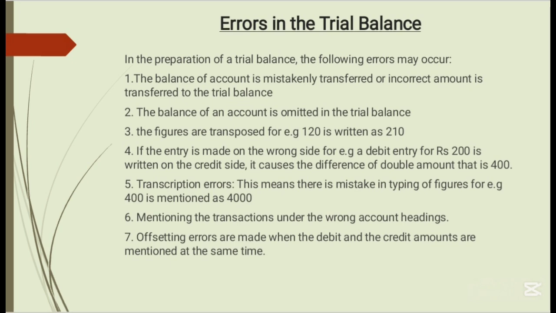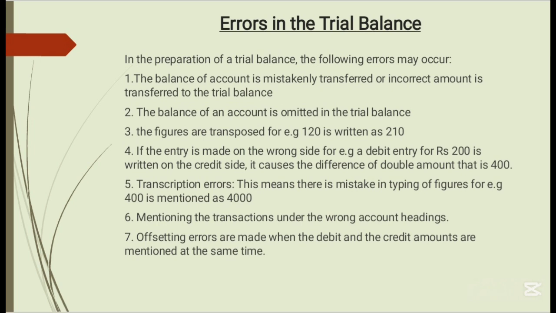Errors in the trial balance. In the preparation of a trial balance, the following errors may occur. 1. The balance of an account is mistakenly transferred, or an incorrect amount is transferred to the trial balance. 2. The balance of an account is omitted in the trial balance. 3. The figures are transposed, e.g. 120 is written as 210. 4. If the entry is made on the wrong side, e.g. a debit entry for 200 rupees is written on the credit side, it causes the difference of double the amount, that is 400.